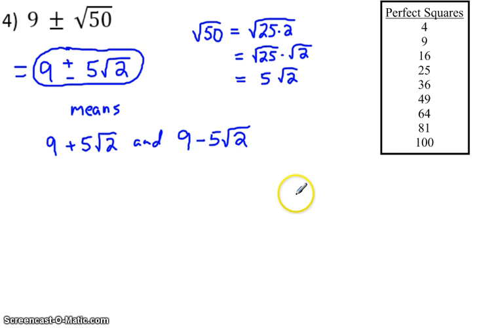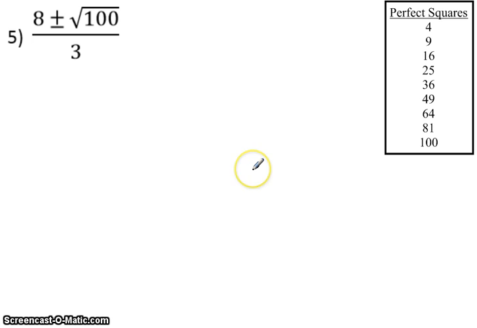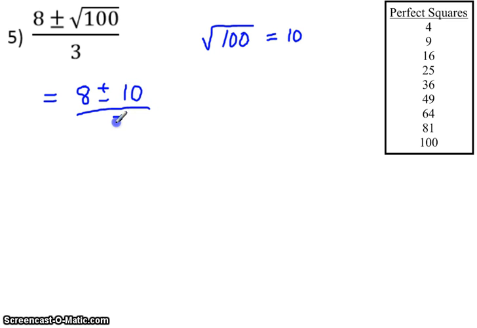All right, number 5. We've got 8 plus or minus the square root of 100 divided by 3. All right, well, the square root of 100 is really easy. It is one of our perfect squares. Remember, if the number is a perfect square, then there's really no work to do. The square root of 100 is 10. Okay, so I'm going to rewrite this. It's going to be 8 plus or minus 10 over 3.